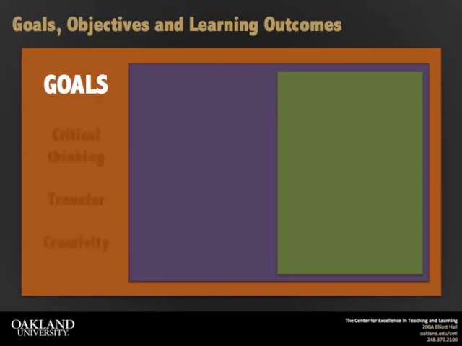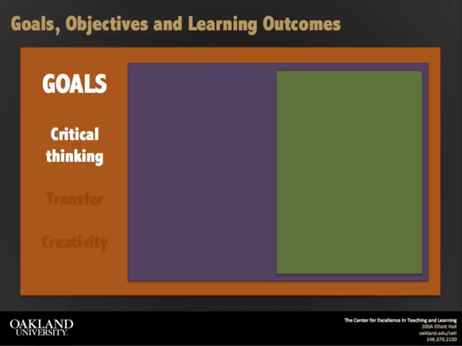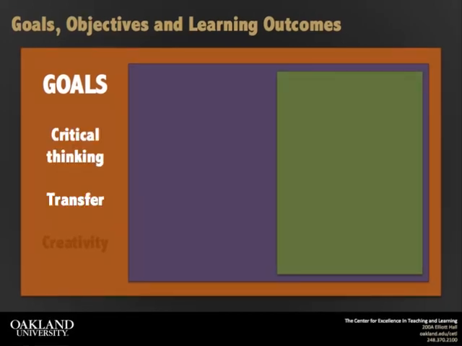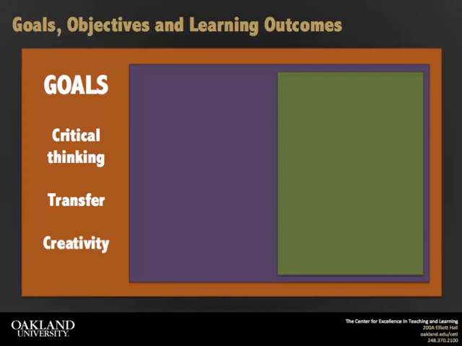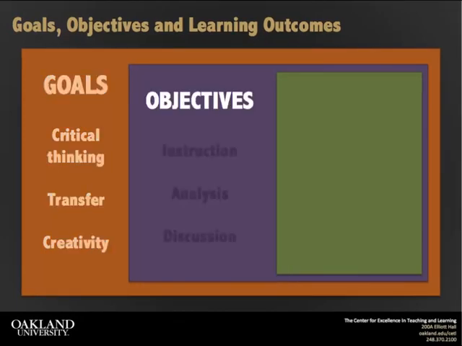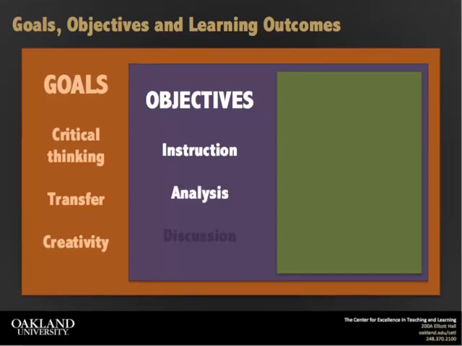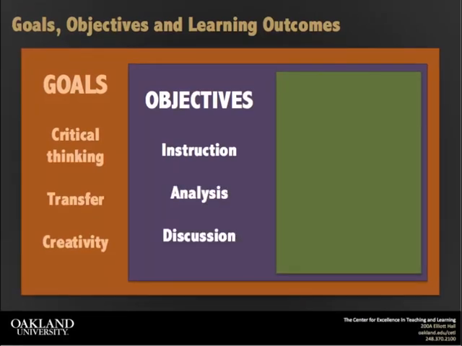Goals are the largest category, usually relating to larger aims such as critical thinking, transfer of content, or creativity. We lay out objectives within these goals as a map of the actions instructors will need to take to achieve those goals, such as specific instruction covered, case studies analyzed, and text discussed.